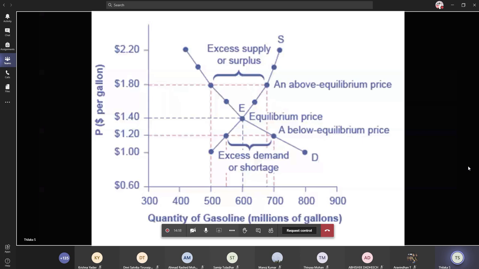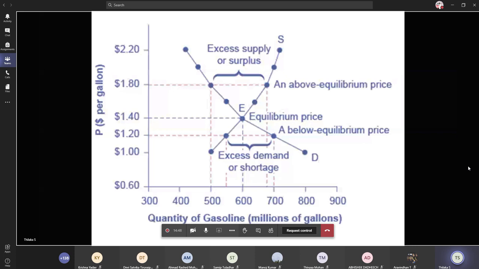And if the price increases above the equilibrium price, what will happen? There will be a surplus, excess supply of goods available in the market, but demand is lower than the supply. So automatically there will be a decline in the price, and the price will start to decline from 1.8 to 1.4. So when there is a surplus, the price automatically declines and is maintained at the equilibrium point.